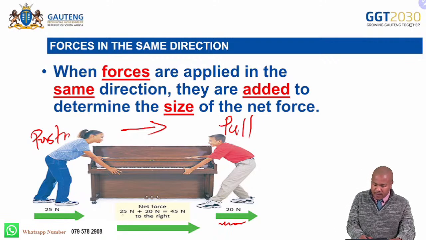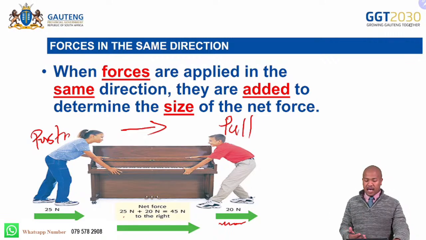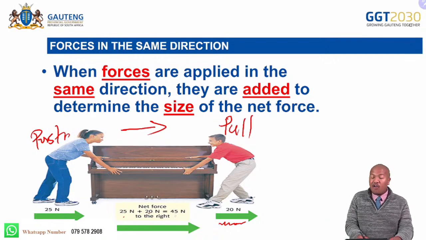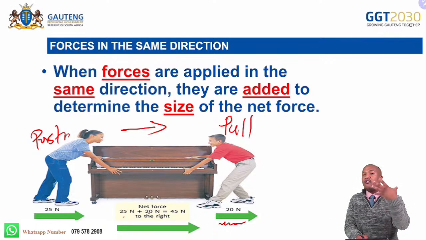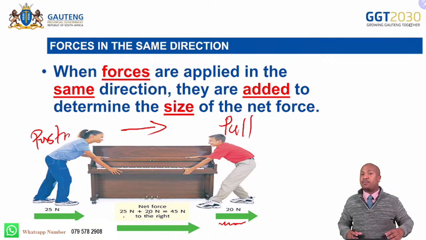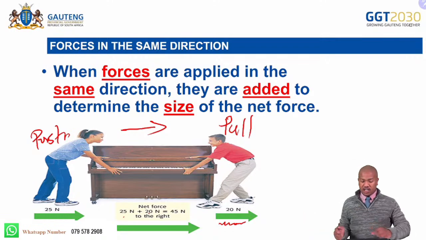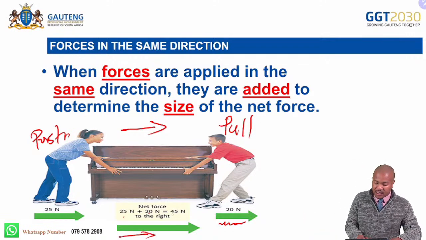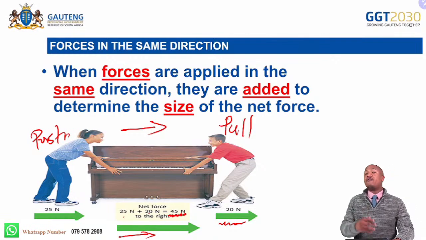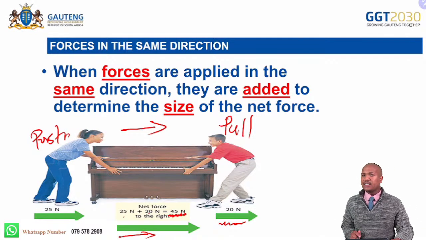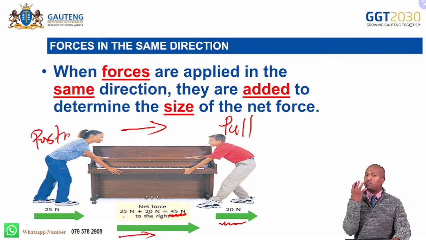So it is going to be 25 newtons for the girl plus 20 newtons for the boy equals 45 newtons of force applied on this piano machine to the right-hand side as they are moving it to the right-hand side. So the answer here is what? It is 45 newtons of net force. That is the size of the net force between the two.